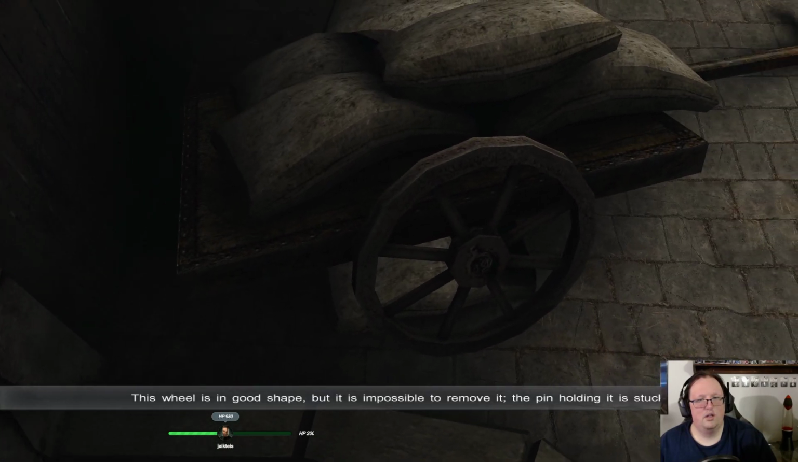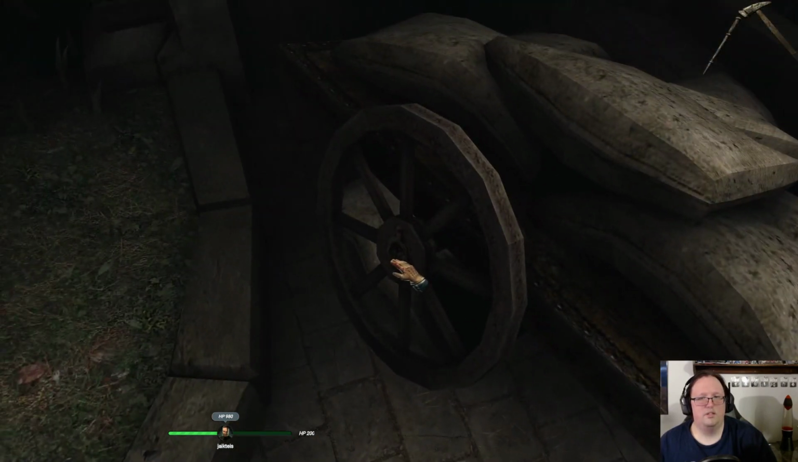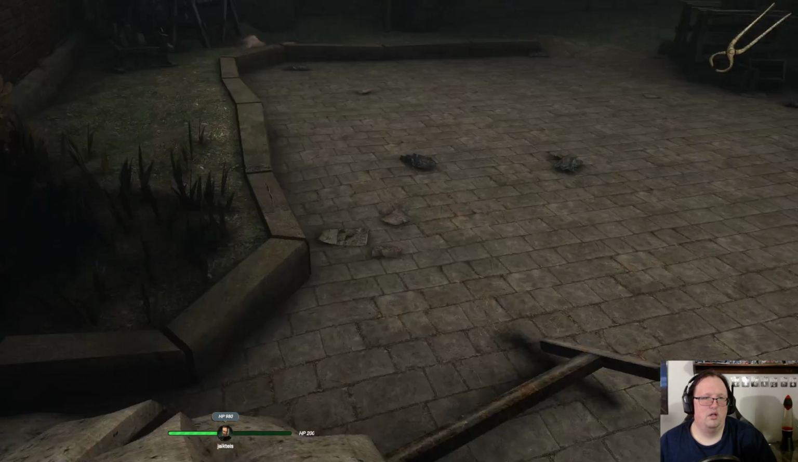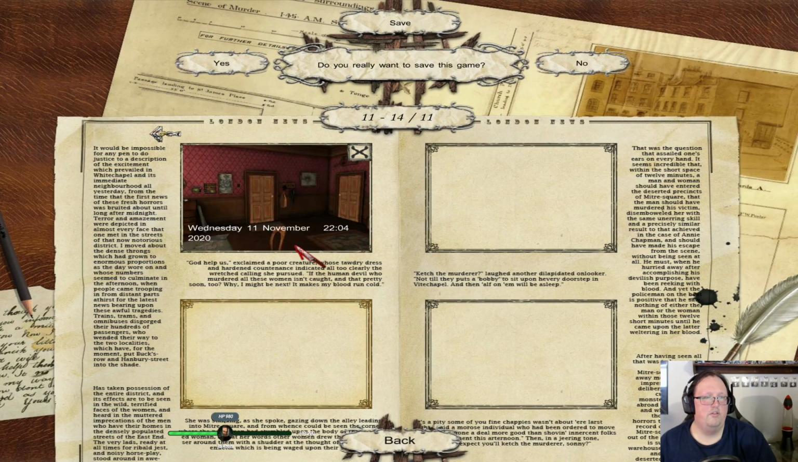This wheel is in good shape, but it is wet paper. This wheel is in good shape.